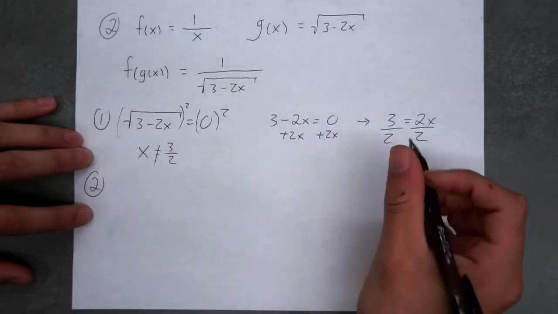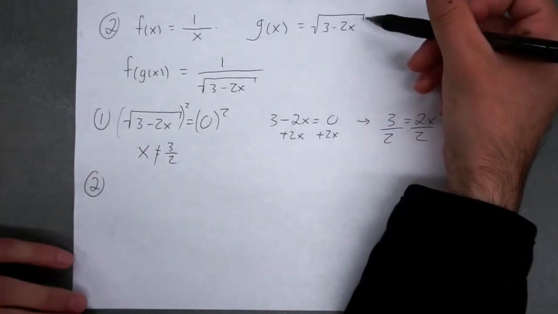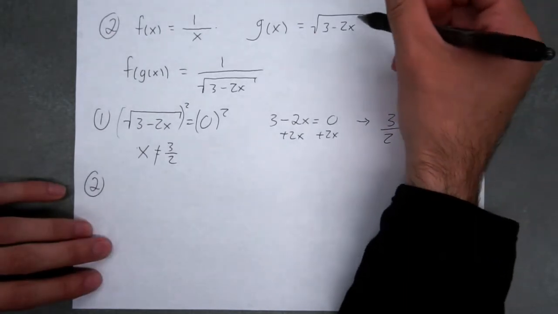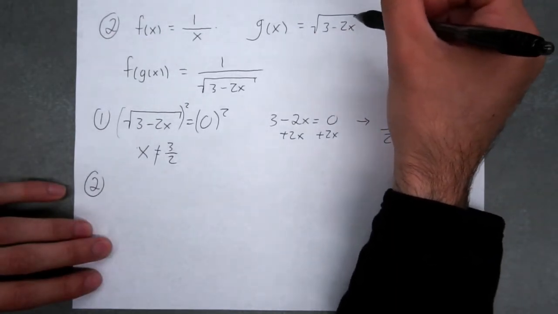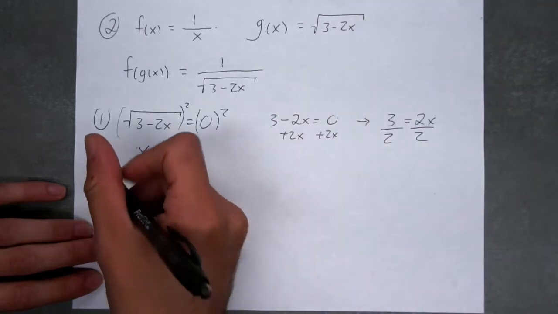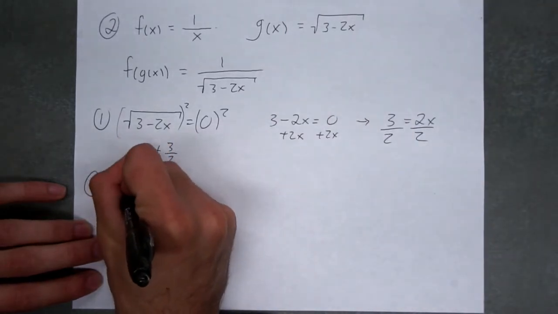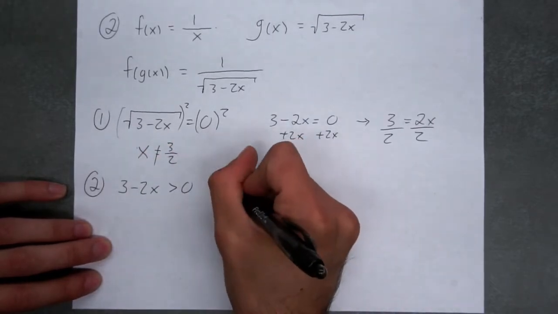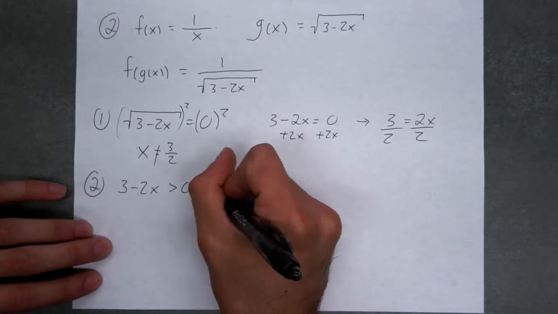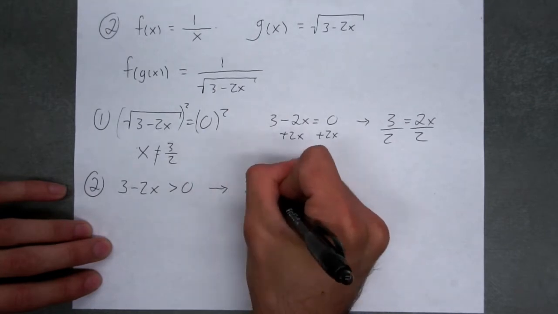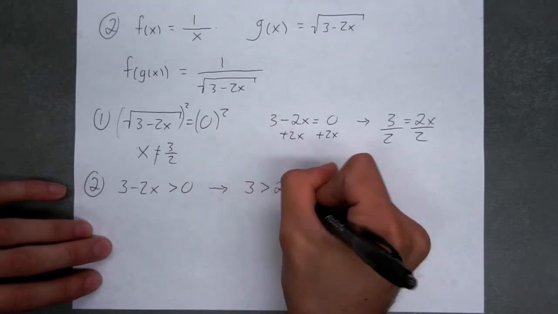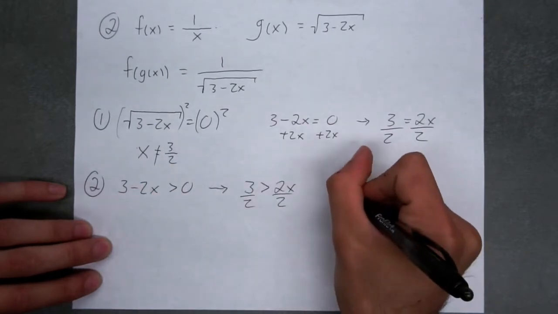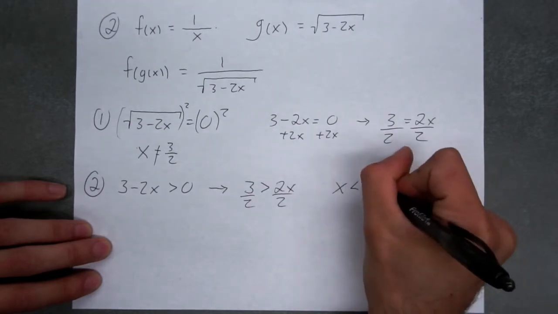So for the second restriction, on g of x, we can't have a negative under the radical. So we have to set 3 minus 2x greater than 0, because it has to be positive. So 3 minus 2x is greater than 0. And now we just solve for x. So 3 is greater than 2x, divide by 2. So x has to be less than 3 halves.